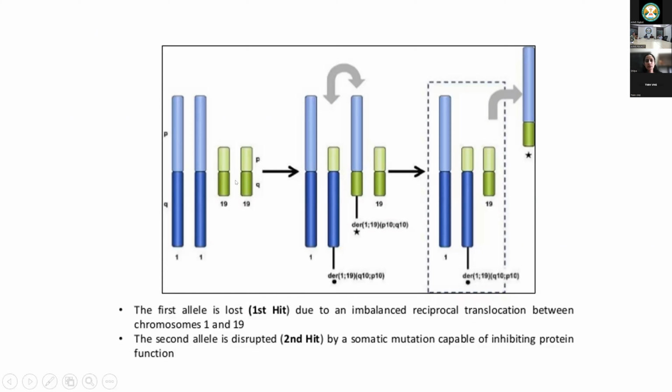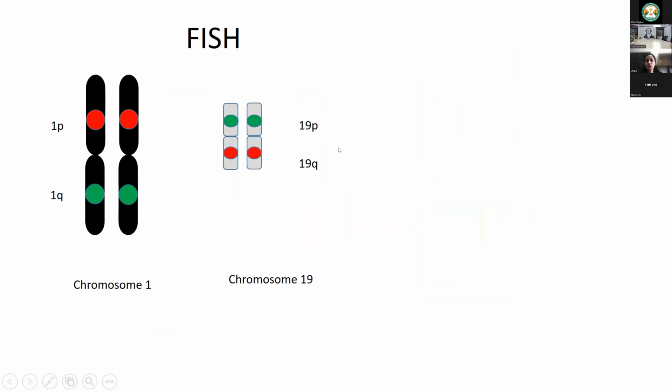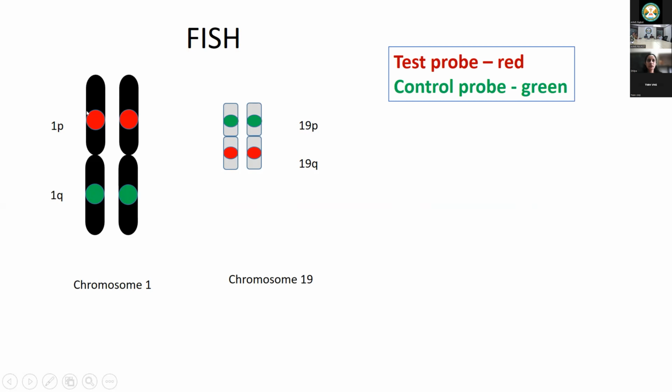one chromosome and 19. So there is initially an unbalanced translocation that is happening, following which there is a deletion of the 1p and 19q. And when we do a fluorescence in situ hybridization, this is what we see. Normally you will have two red signals and two green signals. So the green is indicative of the control probe, whereas the red indicates a test probe.